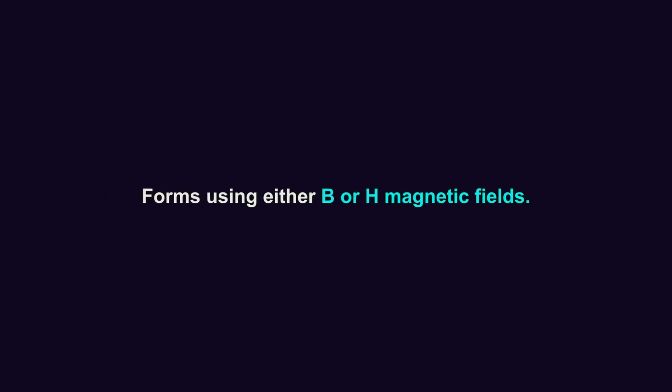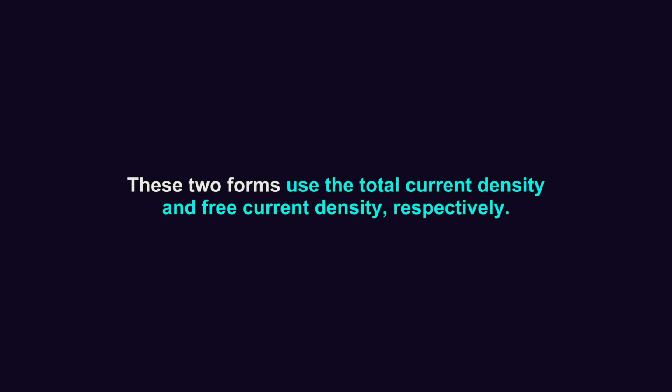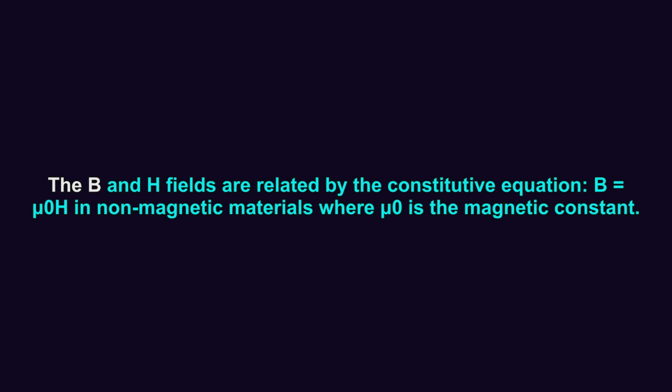Forms using either B or H magnetic fields. These two forms use the total current density and free current density, respectively. The B and H fields are related by the constitutive equation: B equals mu0 H in non-magnetic materials, where mu0 is the magnetic constant.